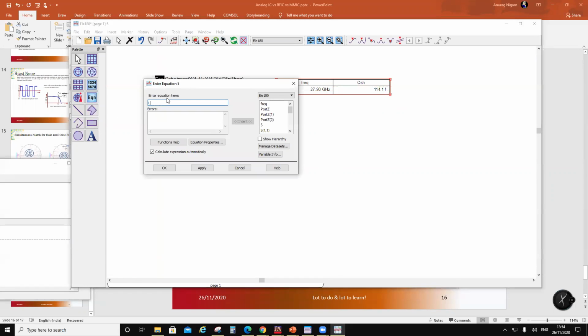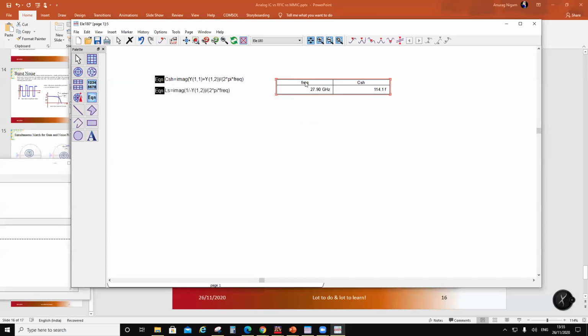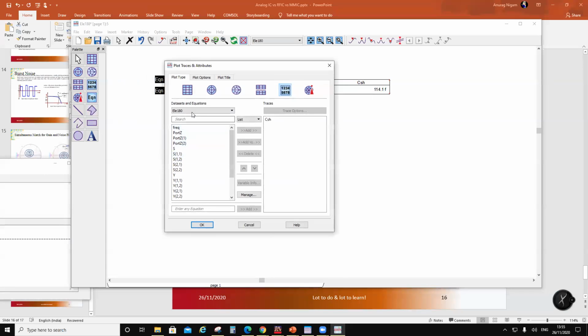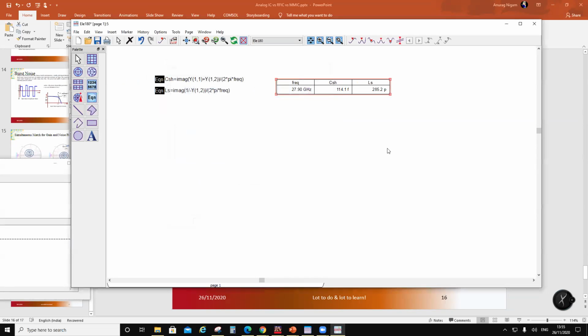The series element, L series, is going to be the imaginary of 1 divided by minus y12, divided by 2 pi frequency, 2 into pi into frequency. Done. So that is going to be my LS equation. So this is one part of the circuit. Okay, what about the other one?